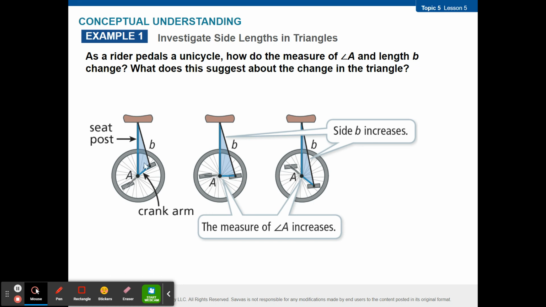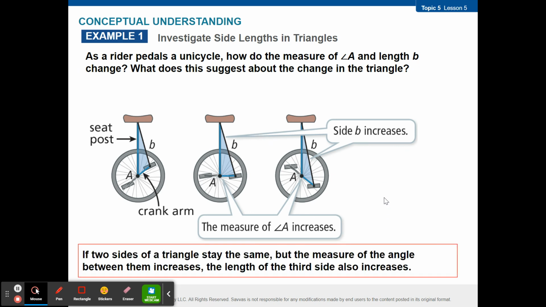So here's this unicycle. Originally, we have this crank arm right here, and here's our angle. There's angle A, there's the length. As the unicycle wheel turns, you can see that angle A is getting wider, and as angle A gets wider, side B also increases. So if two sides of a triangle stay the same, but the measure of the angle between them increases, the length of the third side also increases. This is the whole idea.